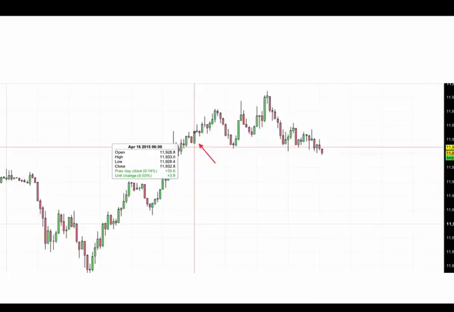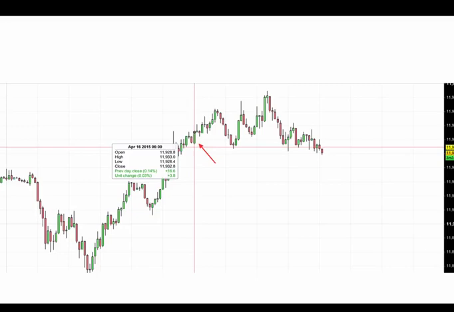This is a 5-minute Forex chart of the US dollar Japanese yen. I've highlighted one of the bullish candles, and as you can see from the box, all of the information of the candle is provided for you. This was a candle that formed between 6 and 6:05 AM on the 16th of April 2015. You can see the opening price, the high of the candle, the low of the candle, and the closing price of the candle.